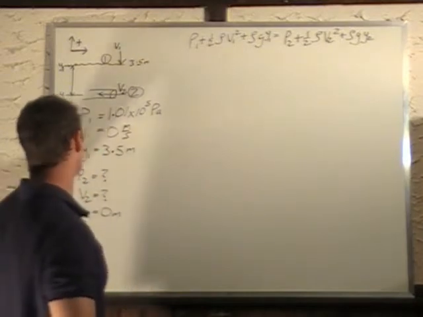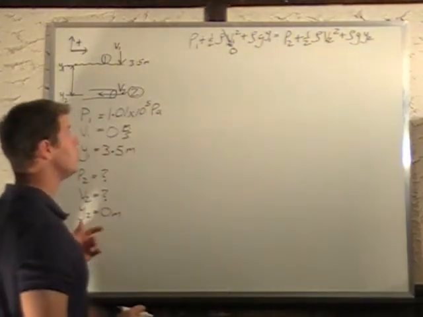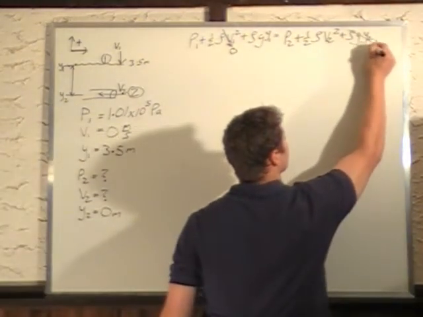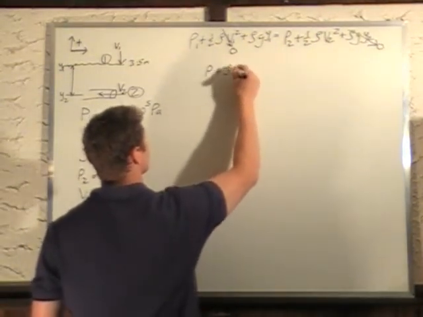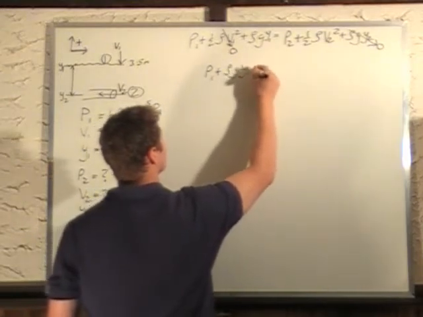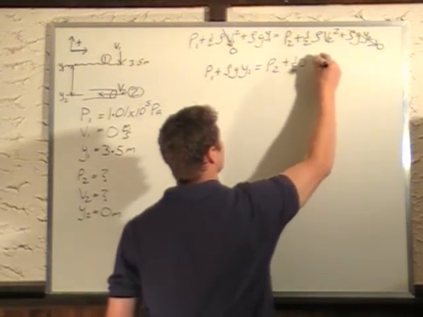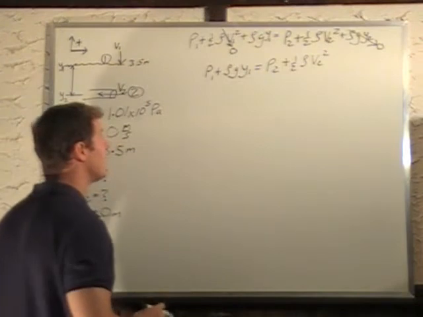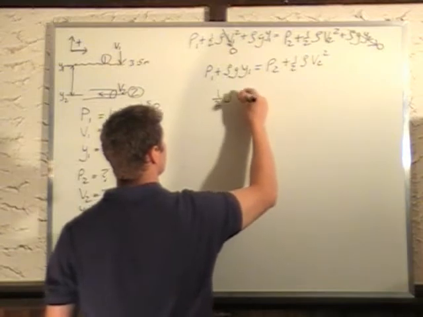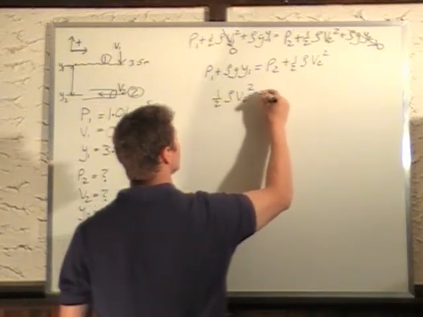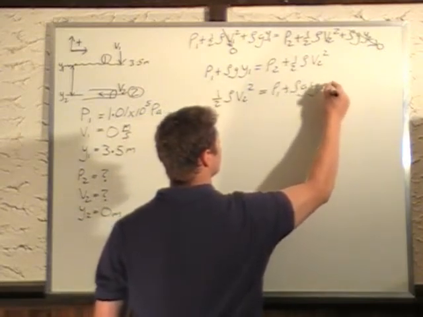Okay, so let's plug in the easy ones first. Whatever is equal to 0, right? So velocity 1 is 0, so this whole term is 0. Y2 is 0, so this whole term is 0. So let's rewrite this: we have pressure 1 plus rho G Y1 equals pressure 2 plus 1/2 rho V2 squared. Okay, let's solve for V2. Well, just this term. So we'll have 1/2 rho V2 squared equal to pressure 1 plus rho G Y1 minus P2.